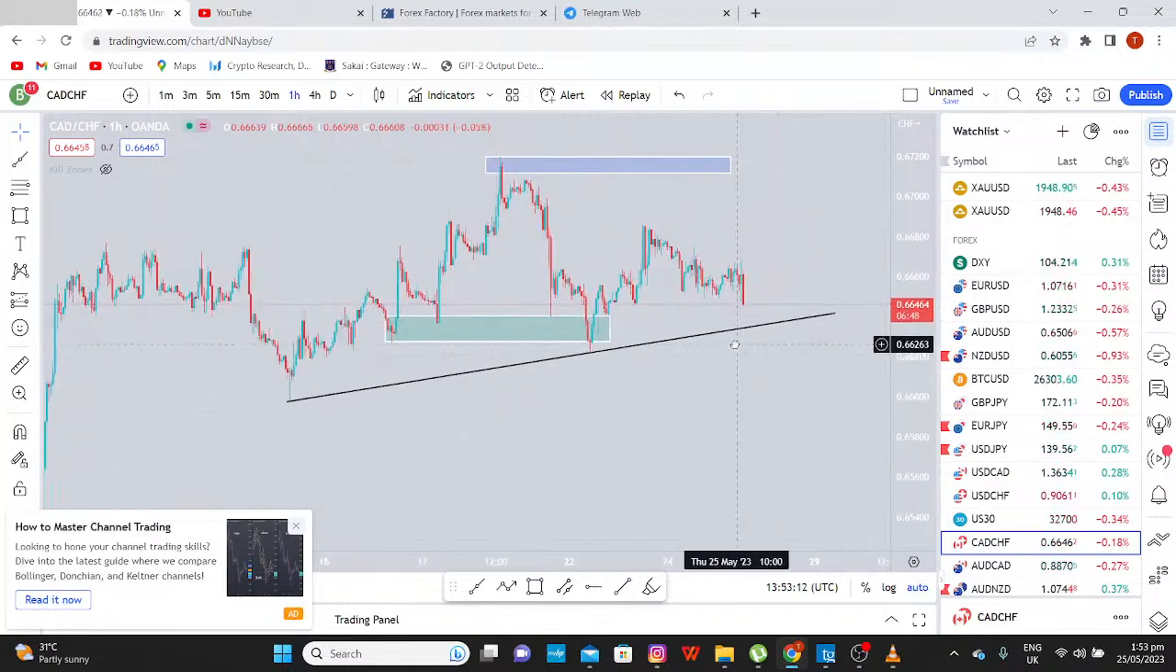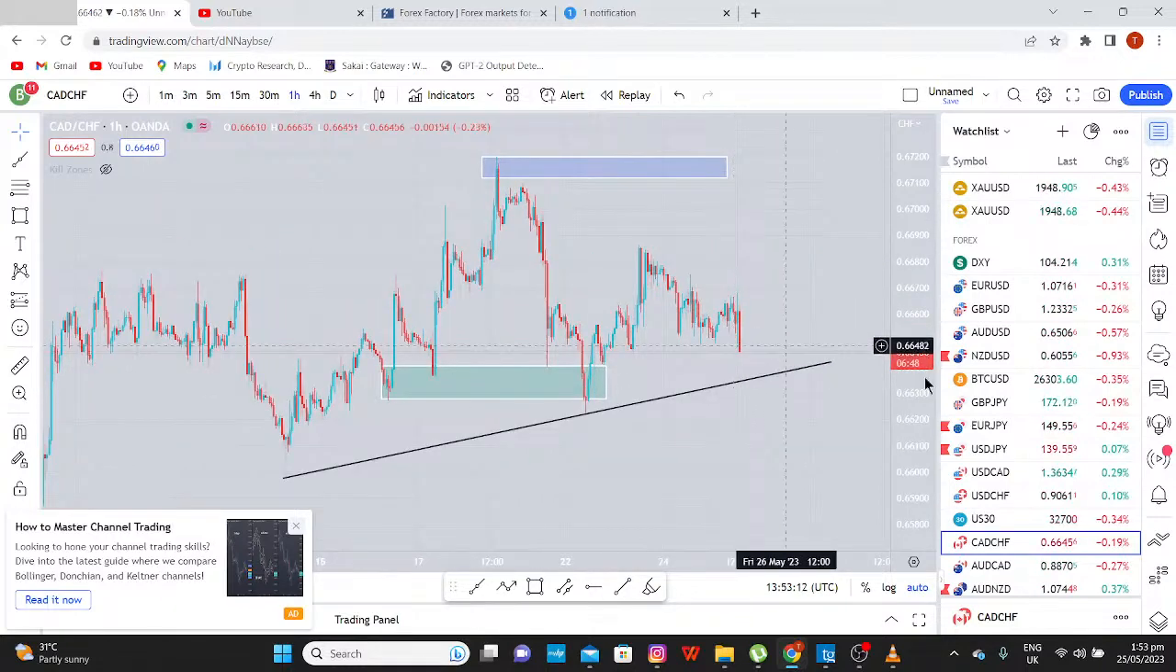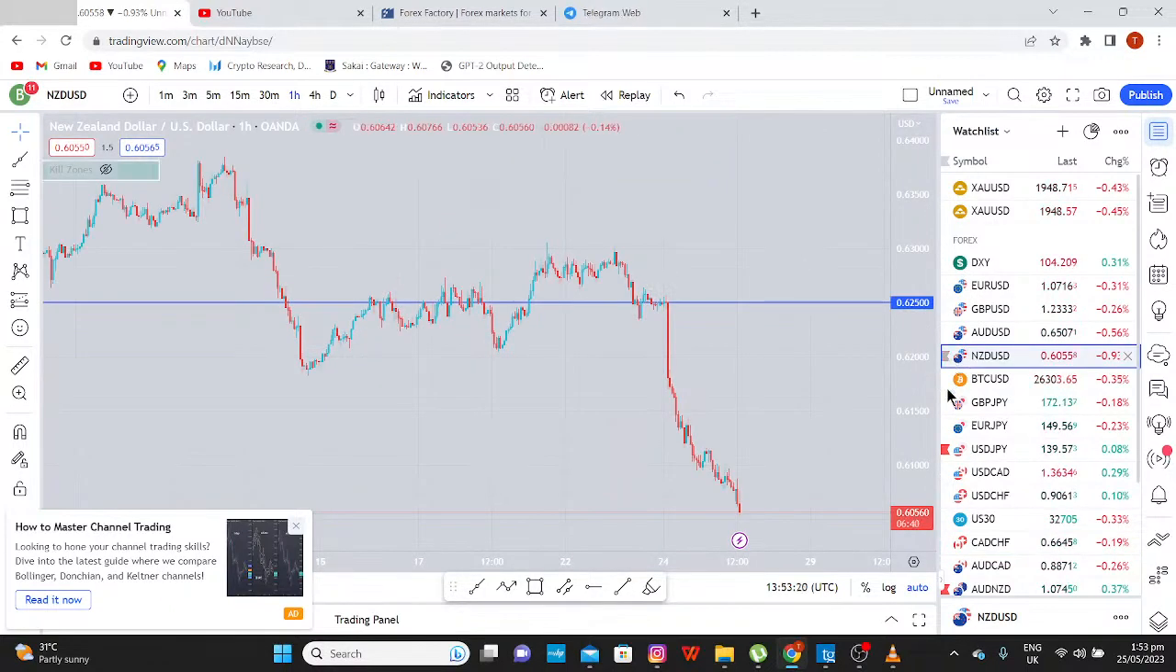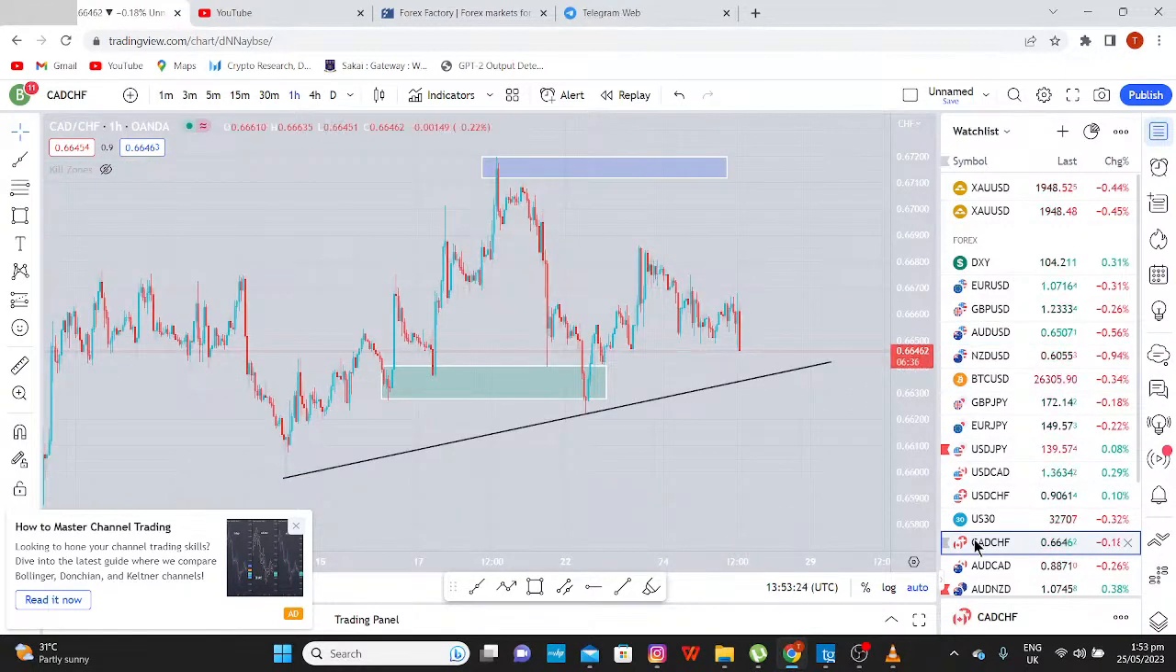Now, CAD CHF. What I would like to see over here on CAD CHF would be a manipulation of this. So right now, EUR/JPY is out, NZD USD is out. So CAD CHF looks like it's setting up for not a bad trade for me, because I like this kind of setup.